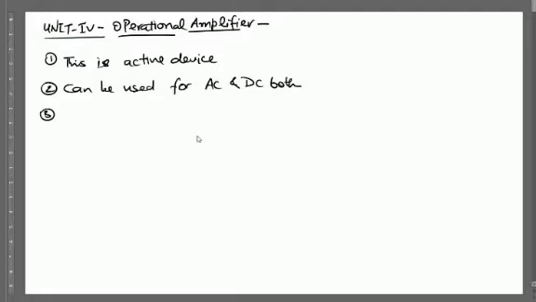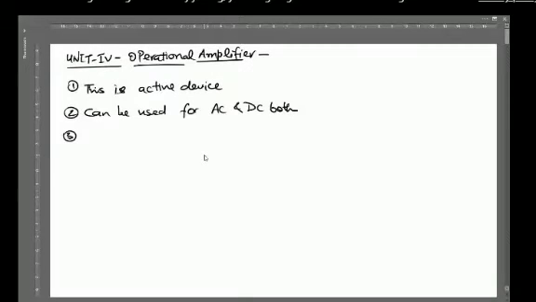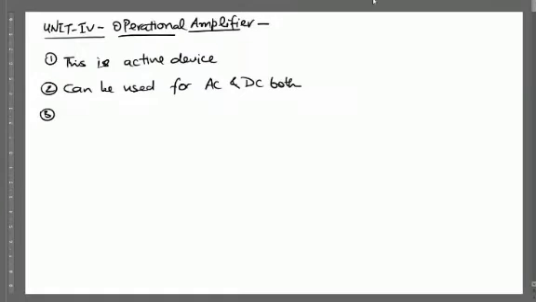On that, unit 4. Okay, so unit 4 is basically the operational amplifier. And if we talk about the operational amplifier, this is an active device that can be used for both AC and DC. Okay, fine.